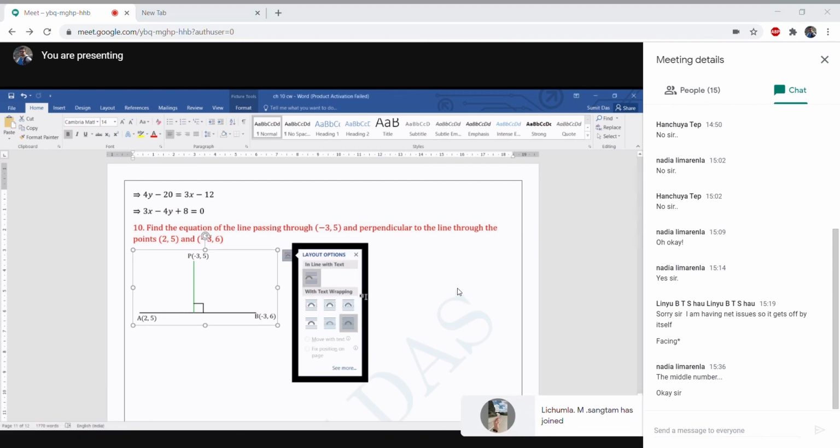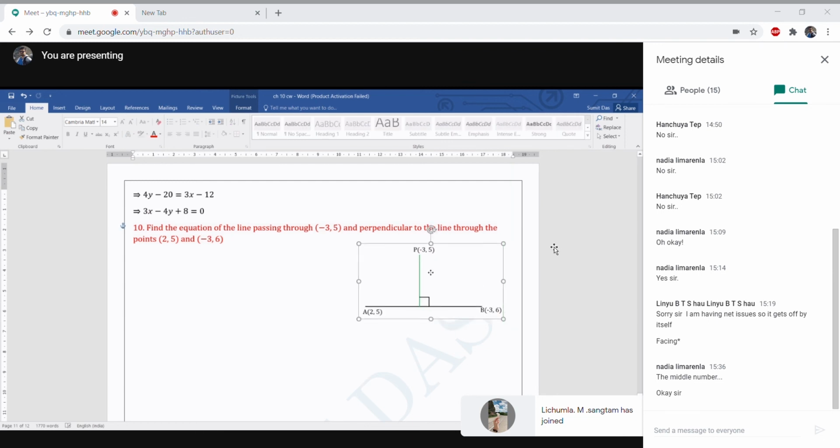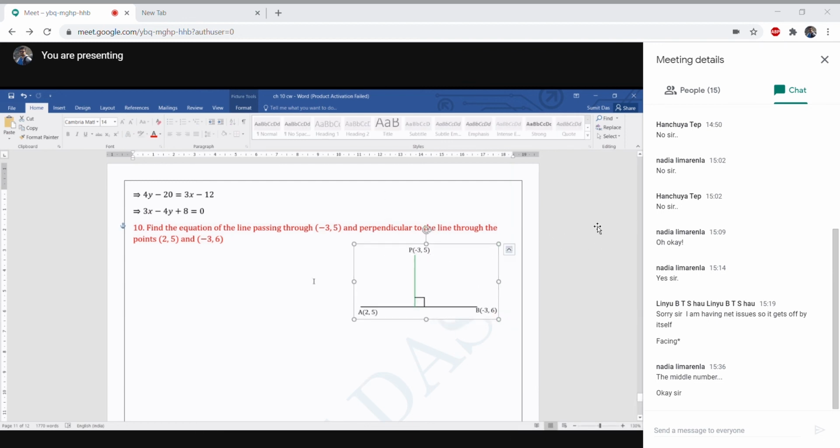That you can see one line. Find the equation of the line passing through this P, minus 3 comma 5, and perpendicular to the line through the points 2 comma 5 and minus 3 comma 6. So you can see there is one line that is AB, and there is another line which is passing through minus 3 comma 5 and perpendicular to AB. So what do you have to find? We have to find the slope. We have to actually find the equation of the green line which is passing through P.